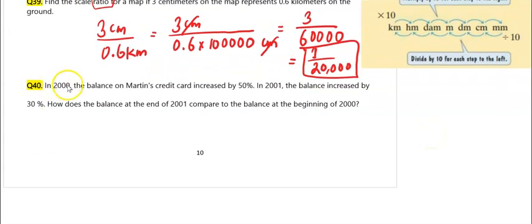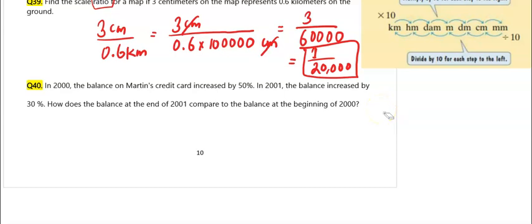Next question. In 2000, the balance on the Martin credit card increased by 50%. In 2001, the balance increased again by 30%. So how does the balance at the end of 2001 compare to the balance at the beginning of 2000?